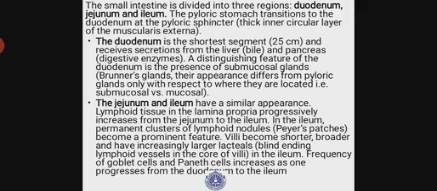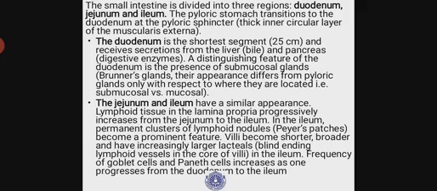A distinguishing feature of the duodenum is the presence of submucosal glands, also called Brunner's glands, and their appearance differs from pyloric glands only with respect to where they are located, that is submucosal versus mucosal. Whether they are present in the submucosal layer or the mucosal layer, they are said to be important glands present in the duodenum region.